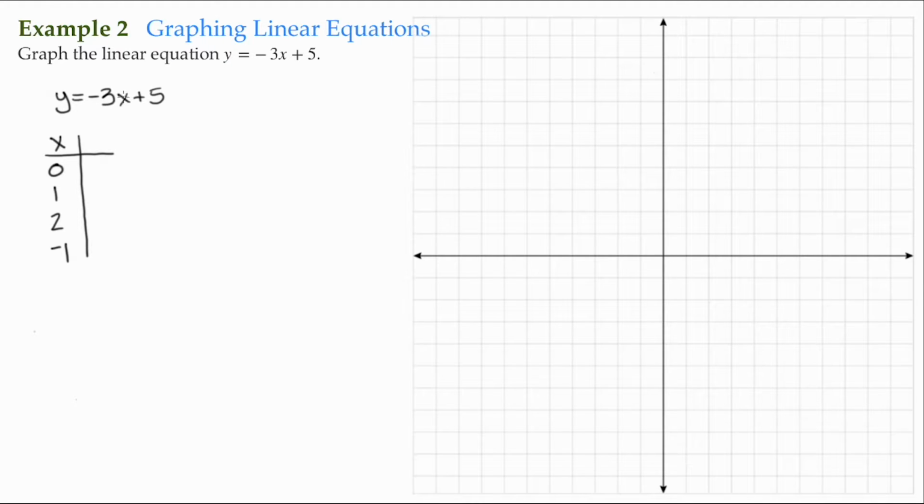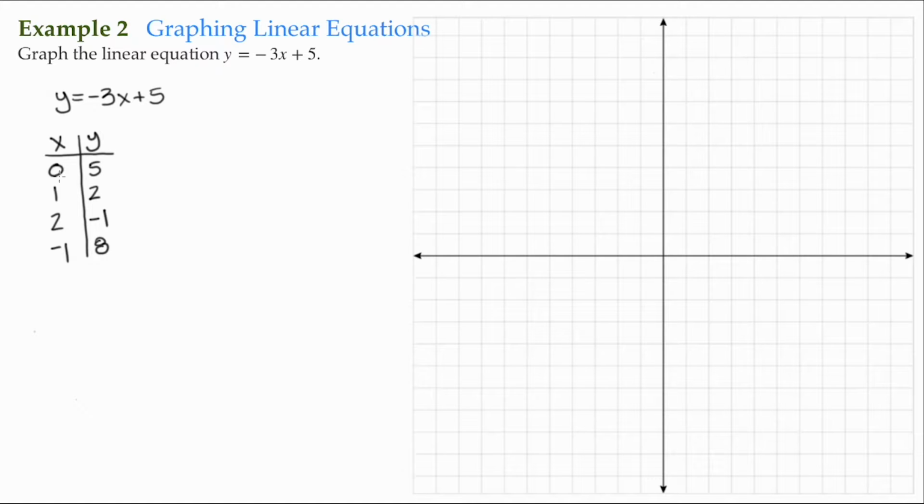So then when x is 0, then y is equal to negative 3 times 0. That's 0 plus 5. So then y is equal to 5. When x is 1, y is equal to negative 3 times 1. That's negative 3 plus 5. Then y is equal to 2. y is equal to negative 3 times 2 when x is 2. Negative 3 times 2 is negative 6 plus 5. That's negative 1. And then when x is negative 1, y is equal to negative 3 times negative 1. That's 3 plus 5. Then this winds up being 8.